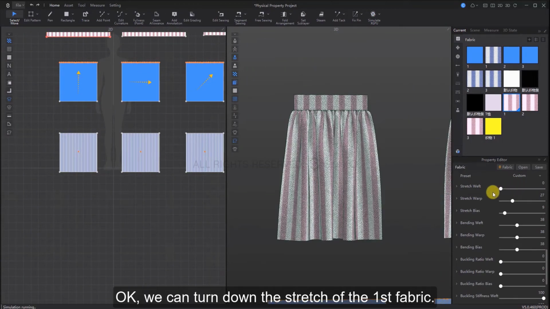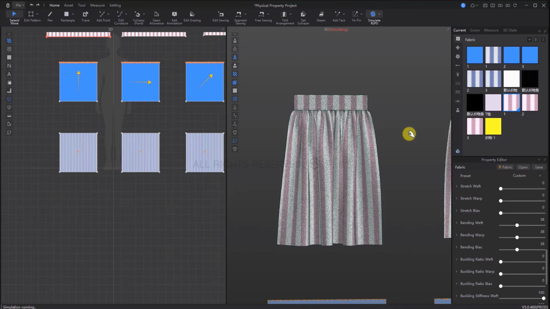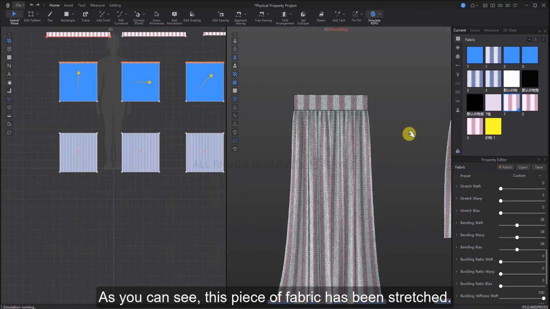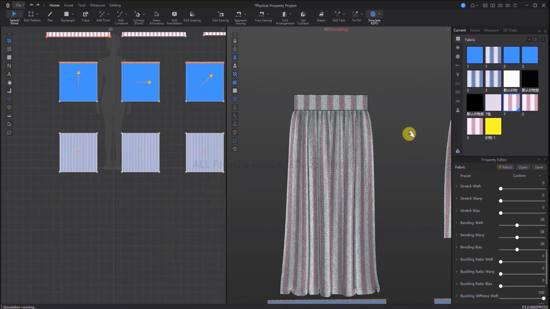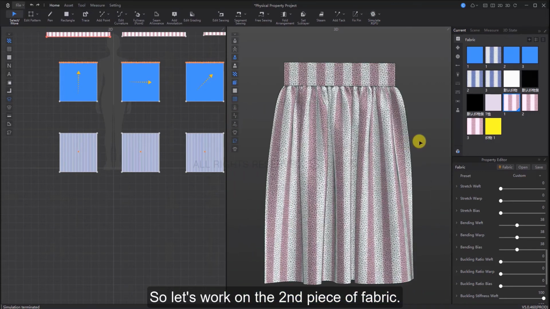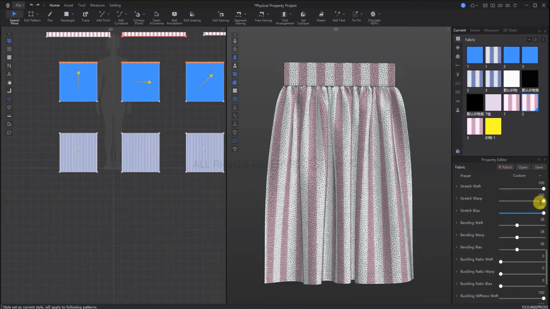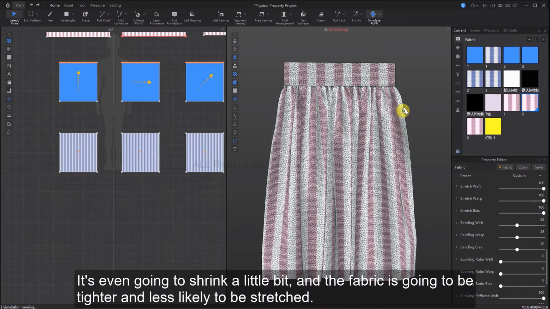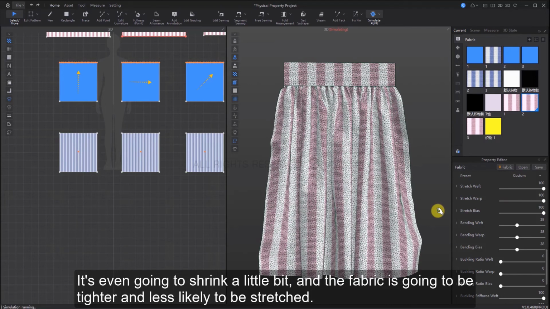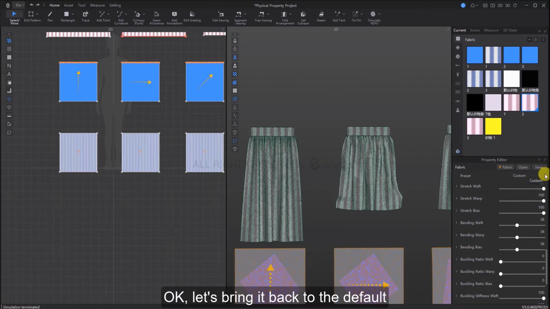Okay, we can turn down the stretch of the first fabric. The smaller the number, the weaker the stretch resistance, the easier it will be stretched. As you can see, this piece of fabric has been stretched. So let's work on the second piece of fabric. If we increase the stretch value, the less likely the fabric will be stretched. It's even going to shrink a little bit and the fabric is going to be tighter and less likely to be stretched. Okay, let's bring it back to the default.